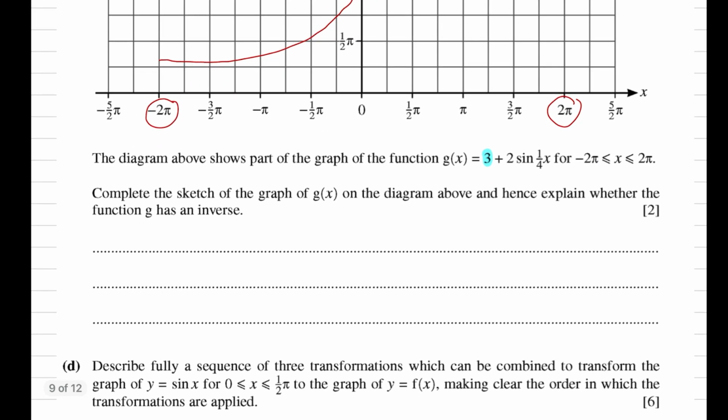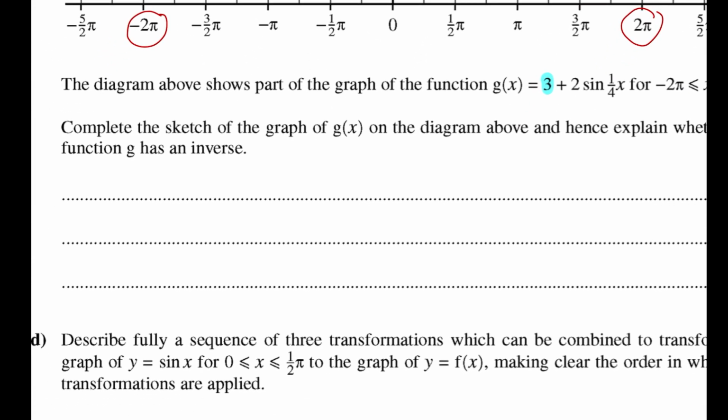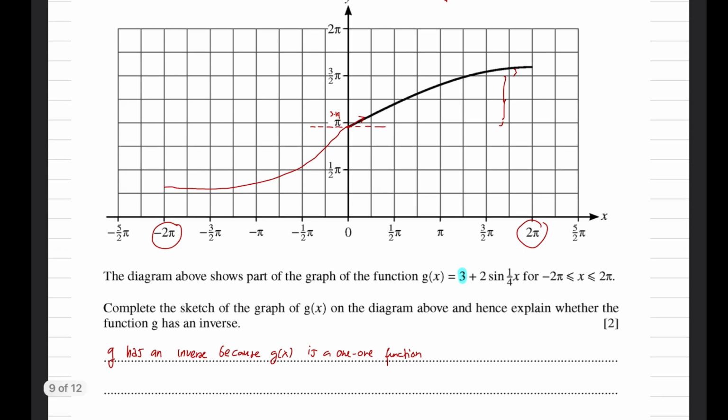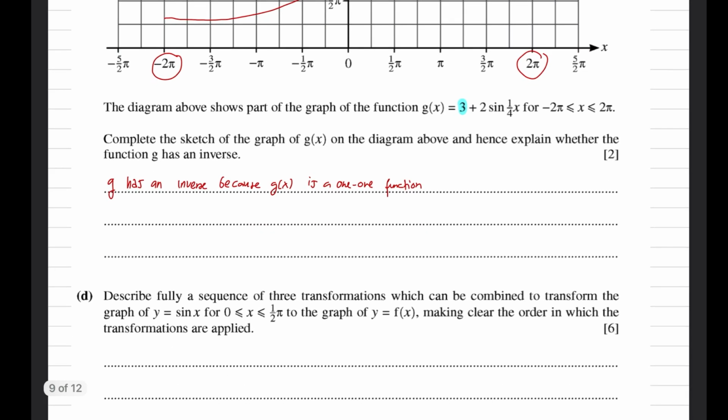Explain whether the function g has an inverse. g has an inverse because g(x) is a 1-1 function. Why is that? Because if you look at the graph, it passes the horizontal line test. Whatever horizontal line you put there, it always gives you one intersection. So the answer is g(x) is a 1-1 function. That means g(x) has an inverse.